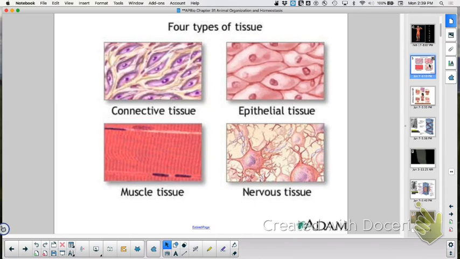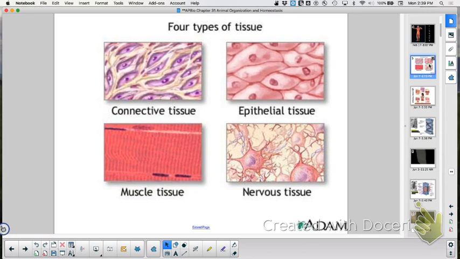Connective tissue is cells separated by a matrix. That matrix could be hard, like what? Bone. A little more flexible than bone would be what? Cartilage. Good. What's a real fluid connective tissue? Blood. Fat's also in there. Lymph tissue is also in there.